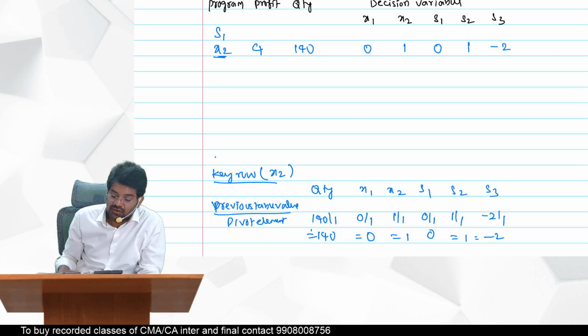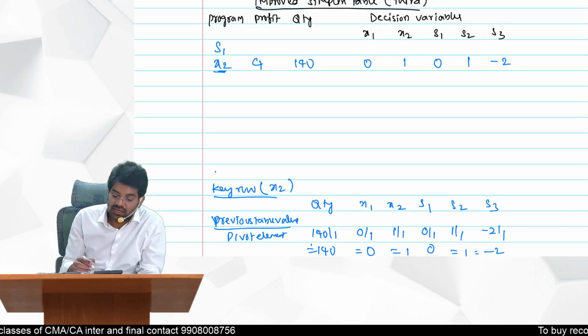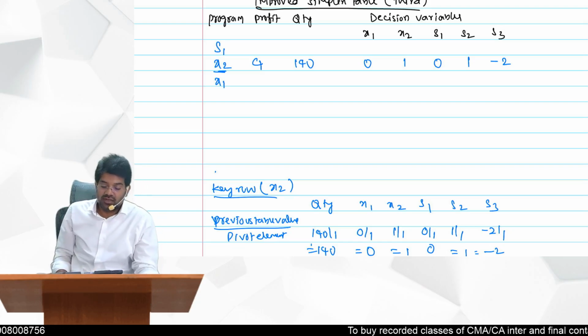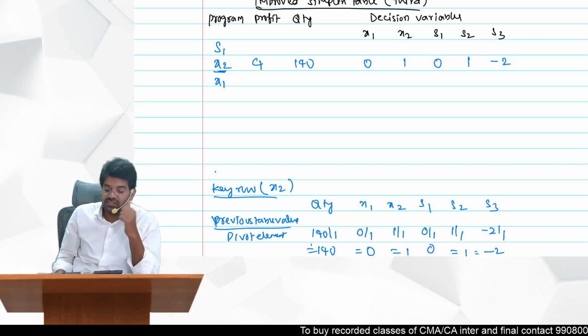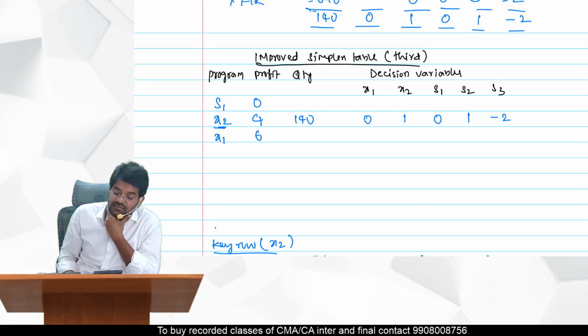Now the non-key rows. What are the non-key rows now? S1, and what about the other one here? X1. These two are the non-key row values. Now how do we get the non-key row values? First of all, for S1, what is the profit per unit in the objective function? 0. X1 is 6.